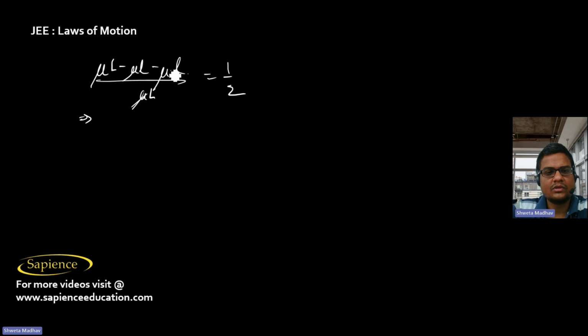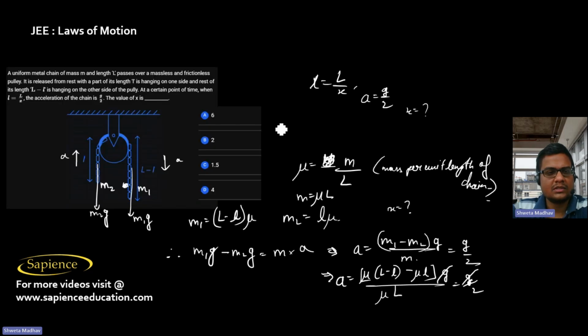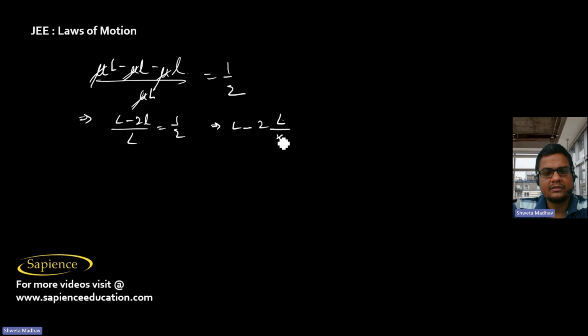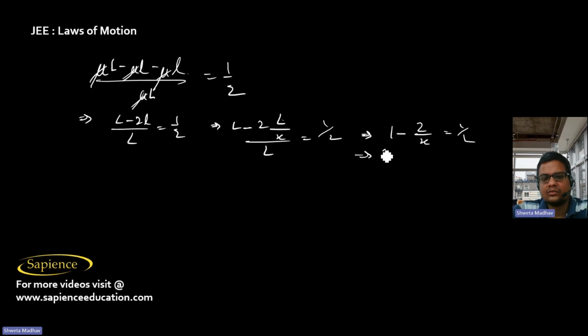So mu I can take as common and cancel out. So this will be (L minus 2l) by L, equal to half. Now L minus 2 into small l, where l is capital L by x, by L, is equal to half. So I can take L as common and cancel. So this is 1 minus 2 by x, equal to half. Therefore 2 by x is equal to 1 minus half, that is half. So x will be equal to 4.